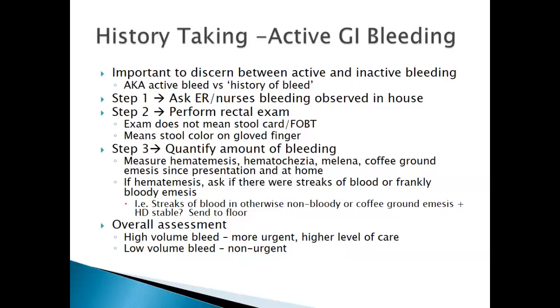And so after that, you can make your overall assessment. Is this a high volume bleed? That's more urgent and they need a higher level of care. Or is it a low volume bleed? Is it non-urgent? Is this a history of bleeds? They're not actively bleeding. That would also be non-urgent.